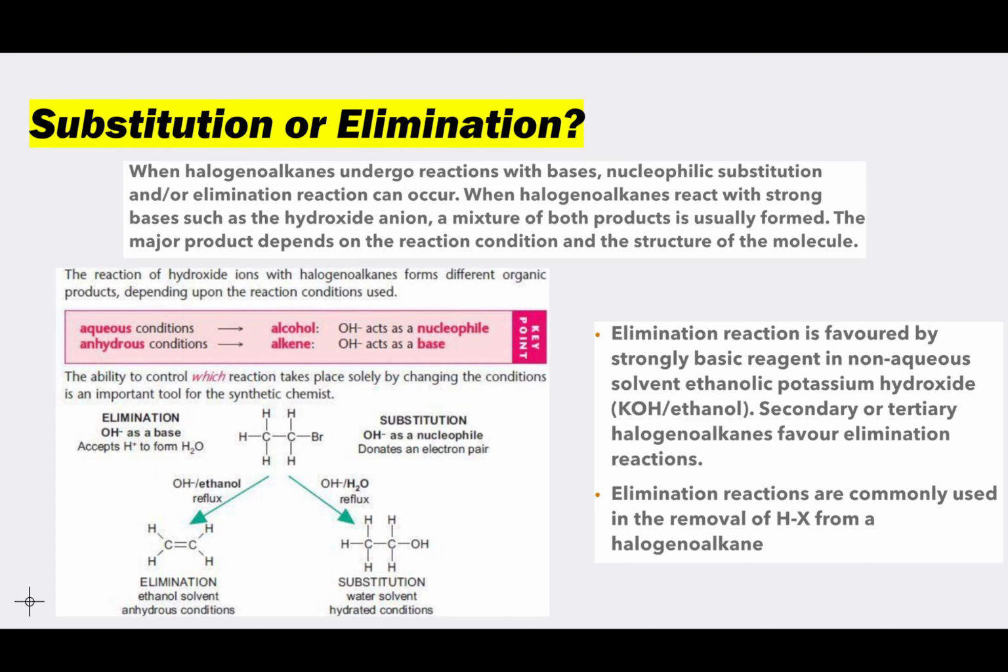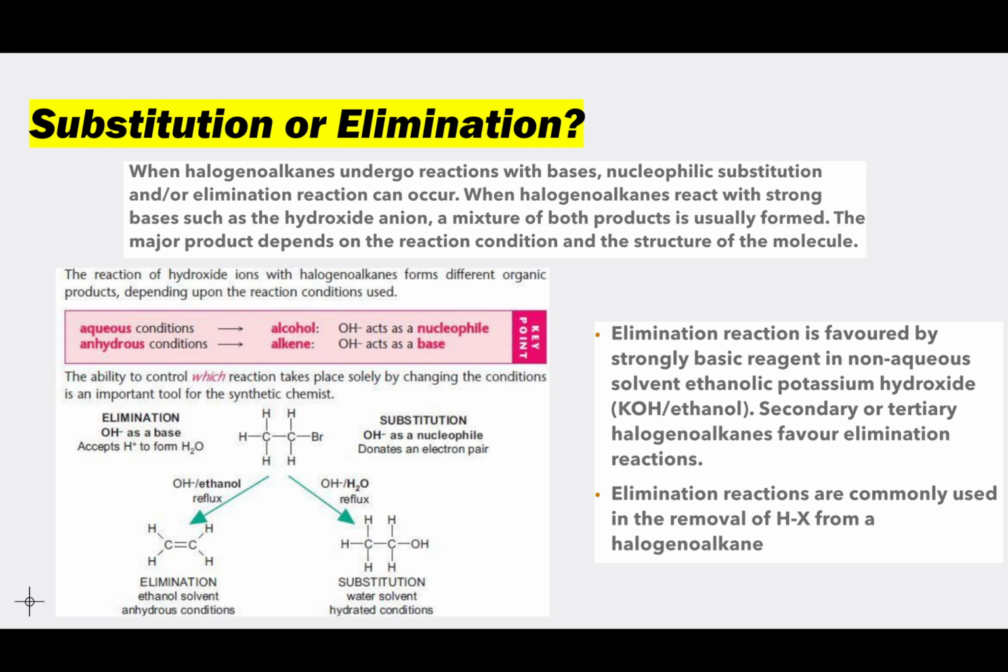All right. So substitution or elimination. When halogenalkanes undergo reactions with bases, nucleophilic substitution and or elimination reactions can occur. Must be basic, all right? When halogenalkanes react with strong bases such as a hydroxide anion, a mixture of both products is usually formed, right? So elimination product and substitution product. The major product depends on the reaction condition and the structure of the molecule.